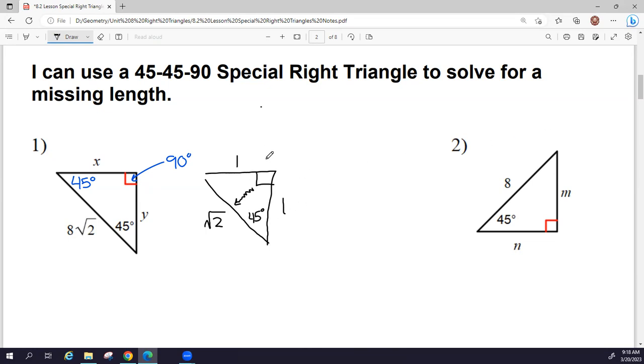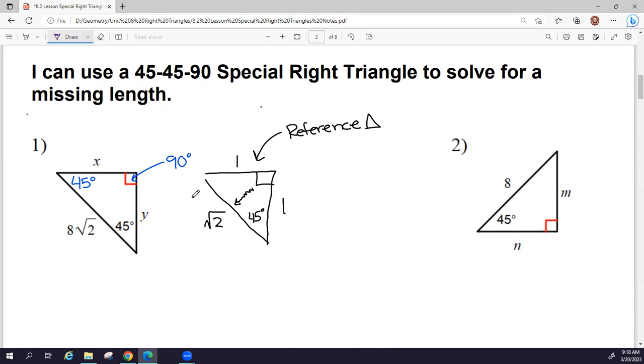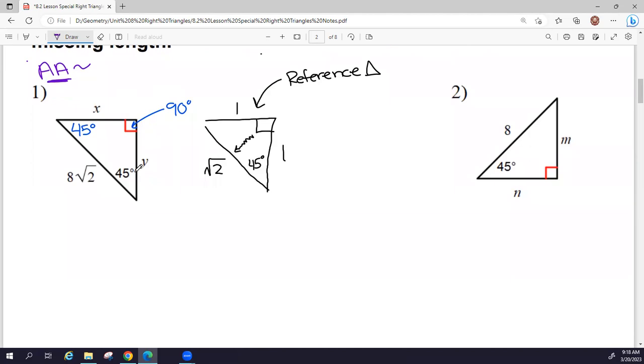So if you remember this, this is what we would call a reference triangle. If you remember this reference triangle for 45, 45, 90s, you can use proportions to figure out missing pieces. And so we have similar triangles. We know they're similar because they have all the same angles. And back when we did similar triangles, we talked about the angle-angle similarity. And so since we know all the angles are congruent, then we know that these two triangles are similar by angle-angle. So we can set up proportions by the matching sides.